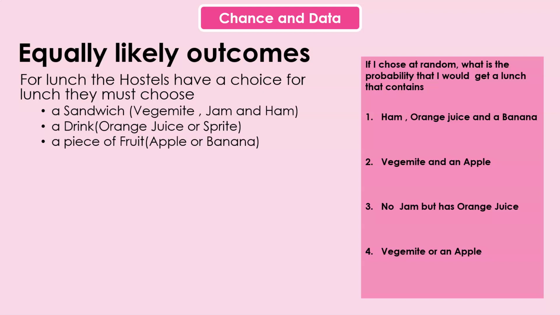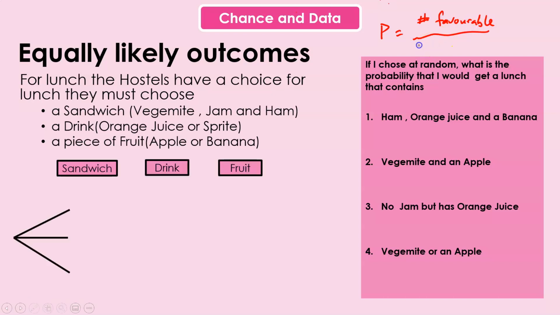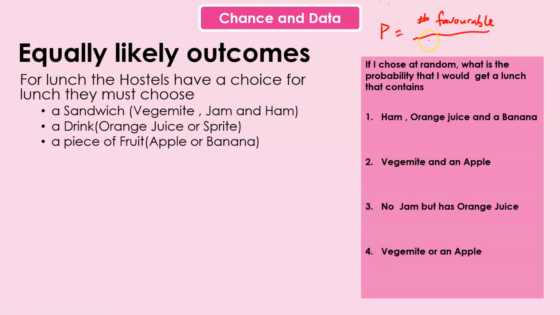So remember, in probability, the key thing is we want to know how many times is favourable, or what we're interested in, divided by the total, or the total number. So the first thing we need to do is work out what the total number is. A probability tree helps us do that because it puts a series of events. We have 3 events that everybody's going to choose: a sandwich, a drink, and some fruit. And then we have to think within the choices of each one.